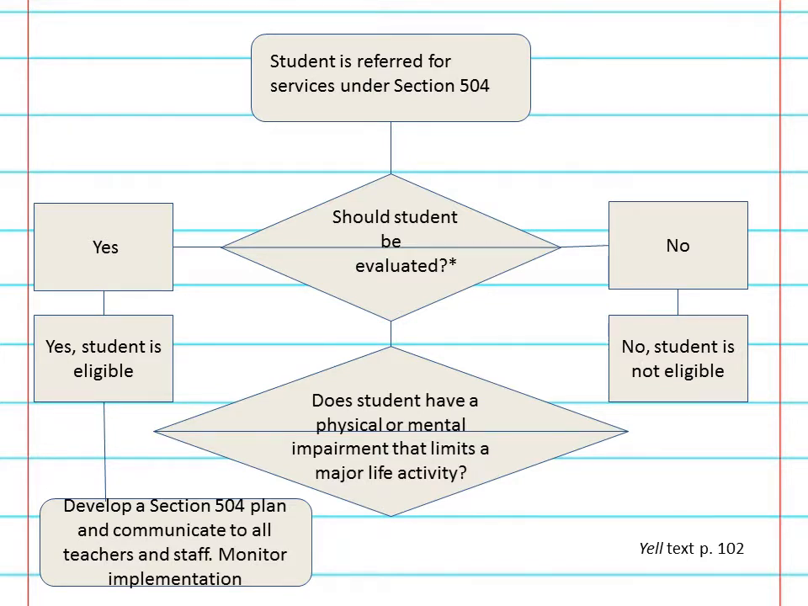So that is just a very quick, brief review of Section 504. You can consult your text for more information and those documents I put on the resource page. But that just gives us a little bit of taste of that. We really want to focus in on that IDEA.